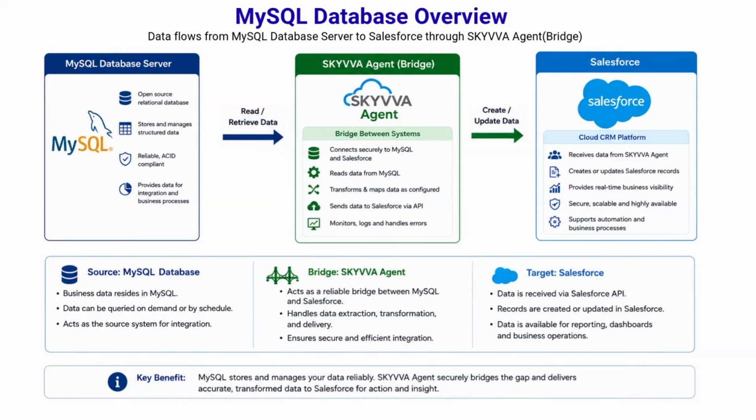Step 6. Overall process summary. To summarize the complete process, the MySQL database serves as the source system where business data is stored. The SKYVVA agent securely retrieves that data, transforms it according to the configured mapping and business rules, and delivers it to Salesforce through the Salesforce API. Finally, Salesforce stores the data as business records, making it immediately available for users and business operations. This automated integration eliminates manual data entry, improves data accuracy, and ensures reliable synchronization between the MySQL database and Salesforce.